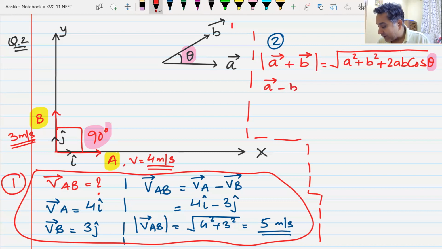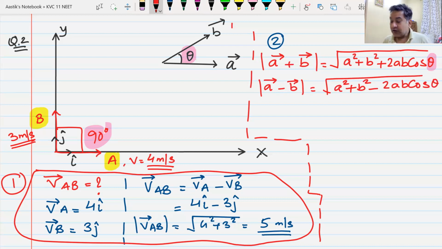If you had to find out the magnitude of A vector minus B vector, the formula remains same. The only thing that changes is that it is A square plus B square minus 2AB cos theta. Now remember, when you are finding out the relative velocity, we are doing subtraction of vectors. Actually, there is no term as subtraction of vectors. We are still adding the vector, but we are adding the positive A vector with negative of B vector. That is how we understand it. But anyway, let's not get into that complicated stuff.